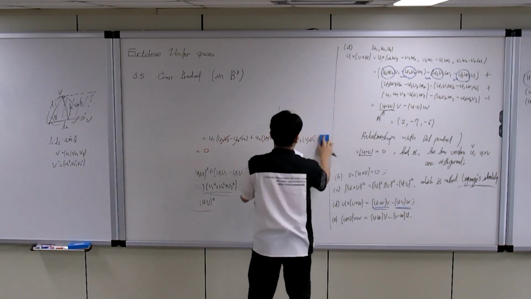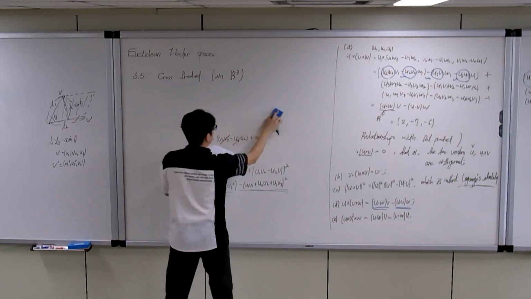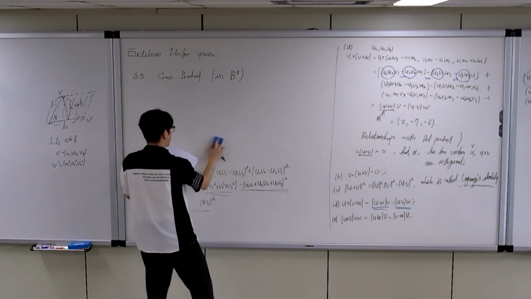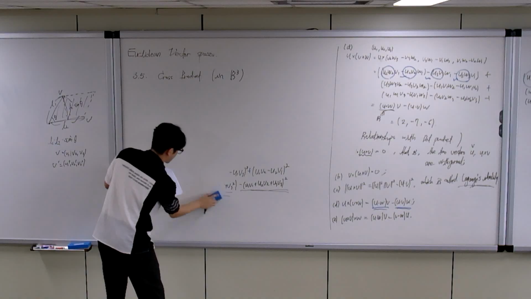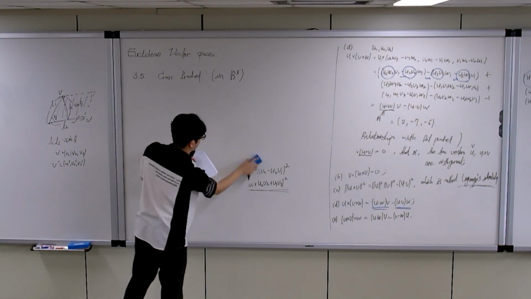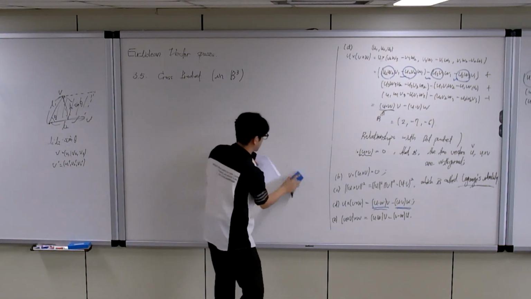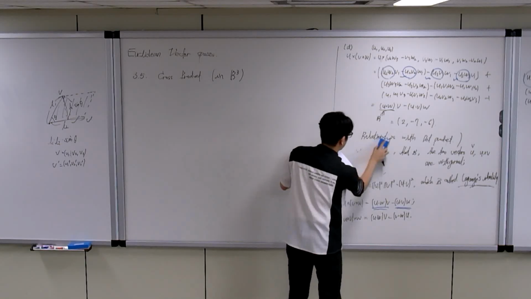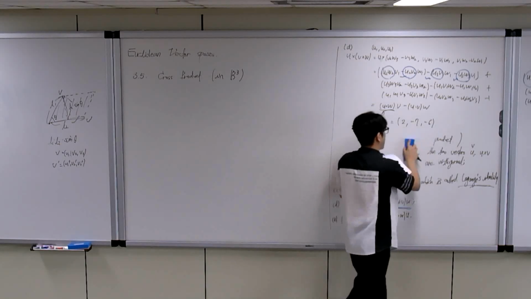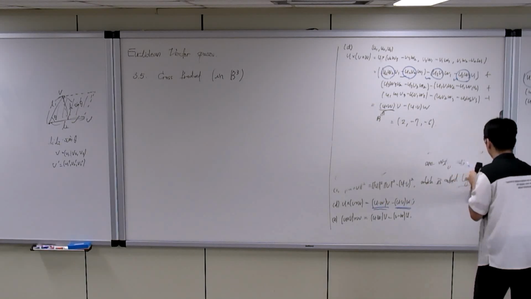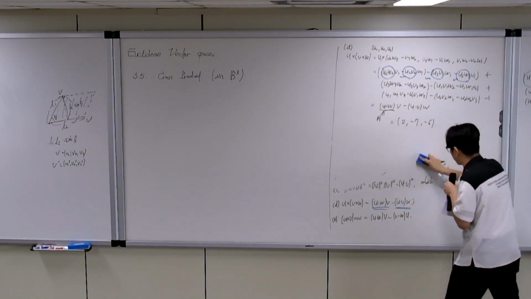And there are other properties besides these. We focused on the relationship between the dot product and the cross product. Now I will focus on just the properties of the cross product.